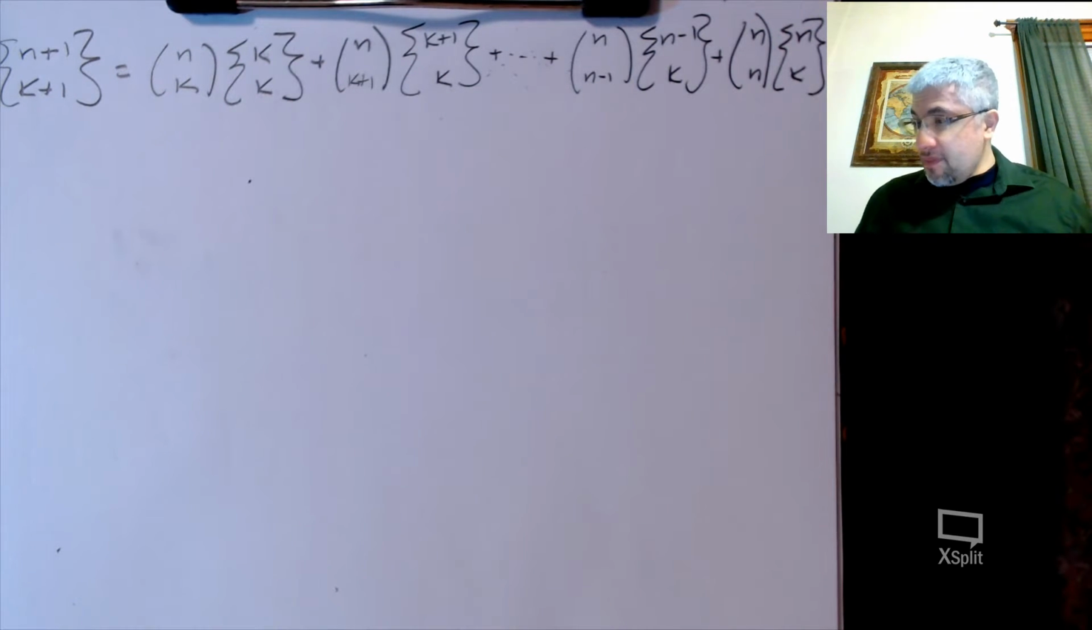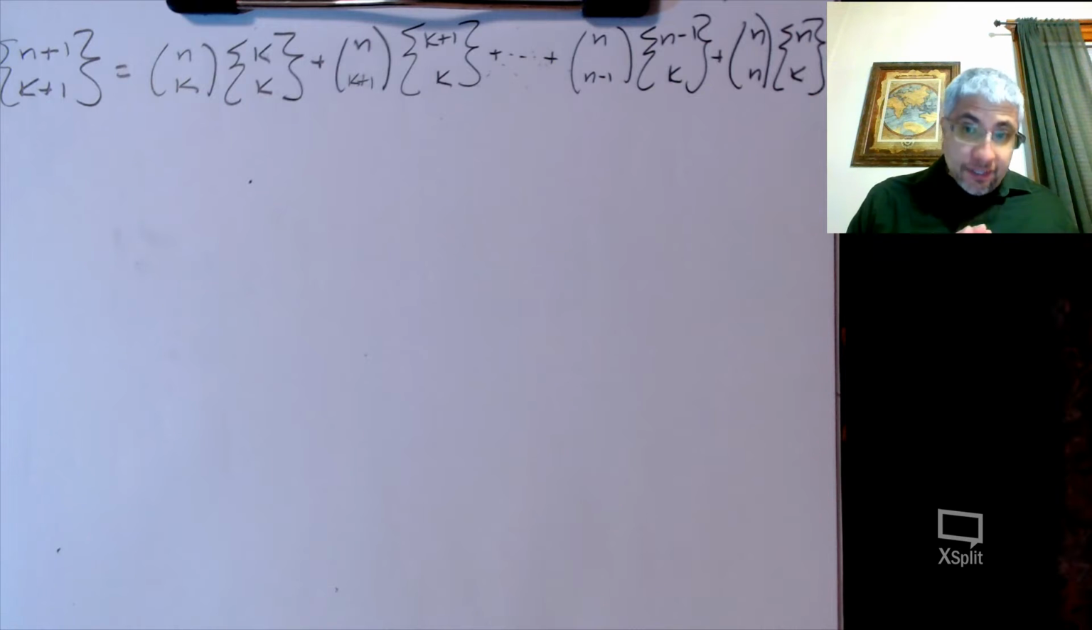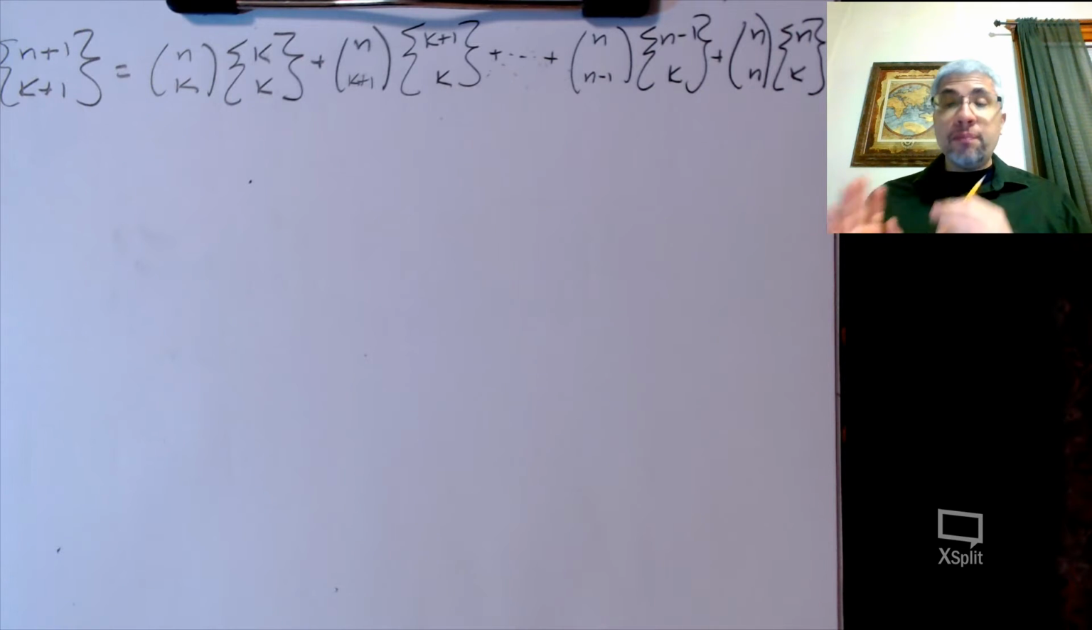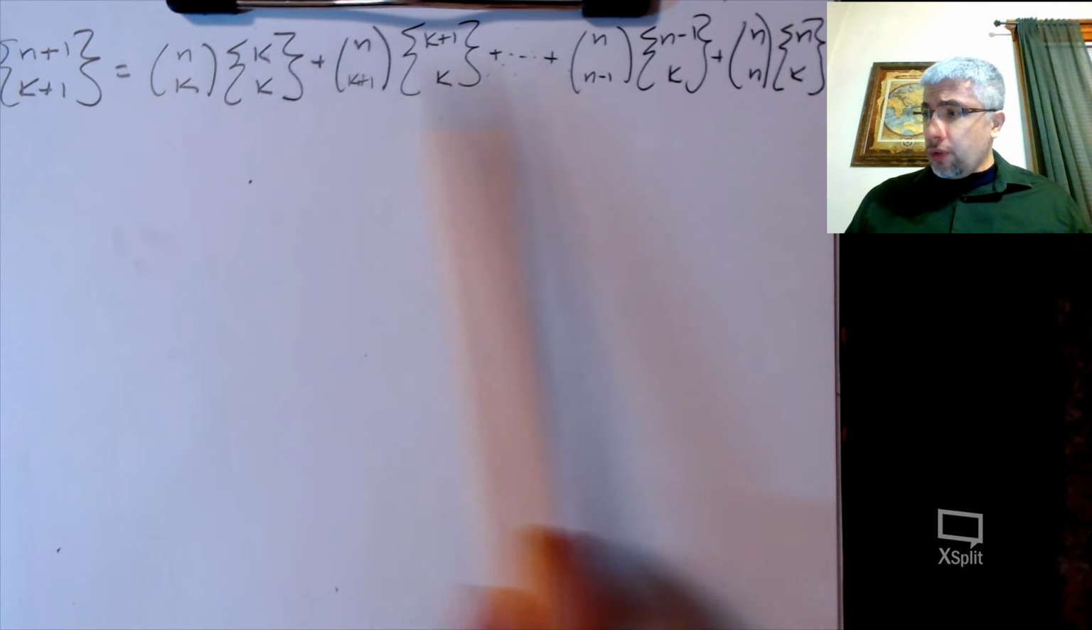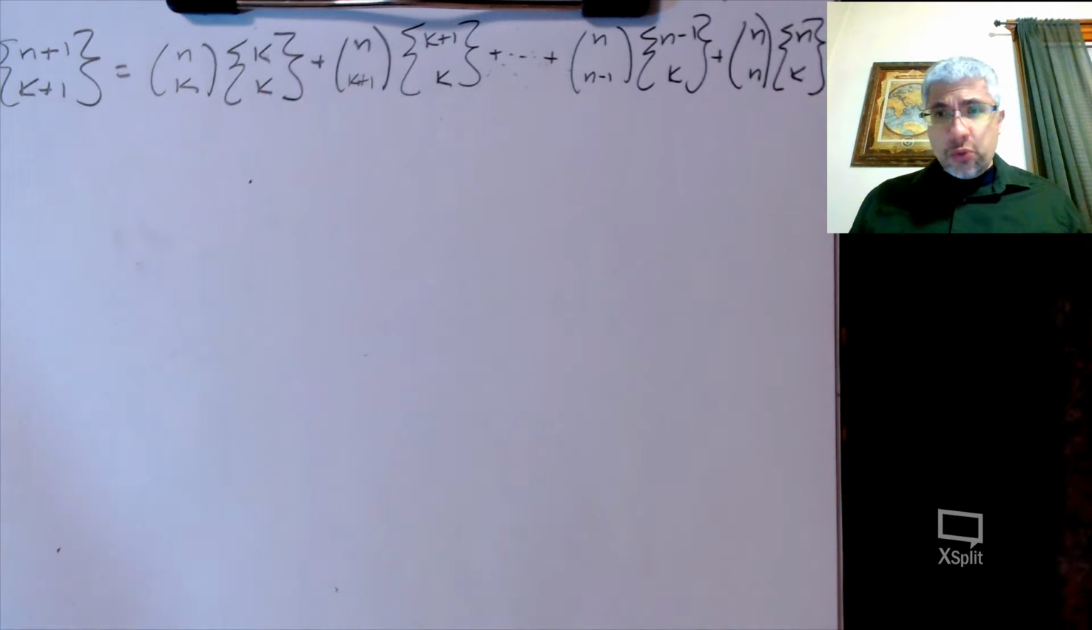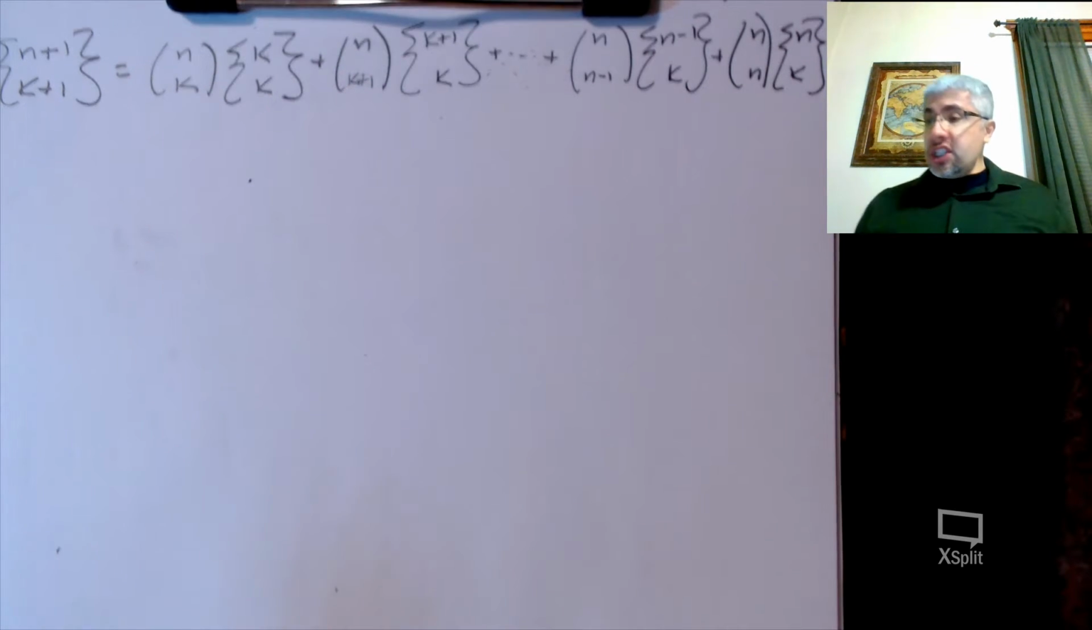Hello, students. I think we should try to prove this identity combinatorially by showing that the left-hand side and the right-hand side both count the same thing, just in different ways. So what do I have here? I have a bunch of Stirling numbers, and on the right I have a sum of these Stirling numbers, but each one's multiplied by a binomial coefficient. And on the left I just have this one term.